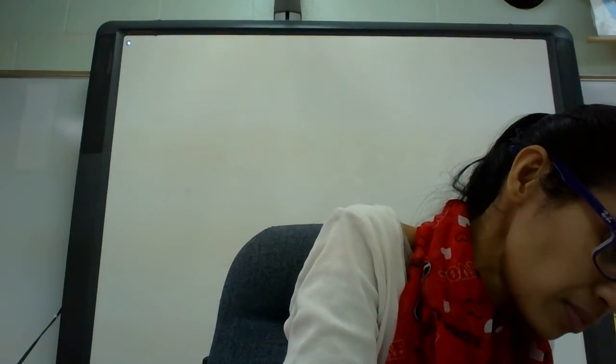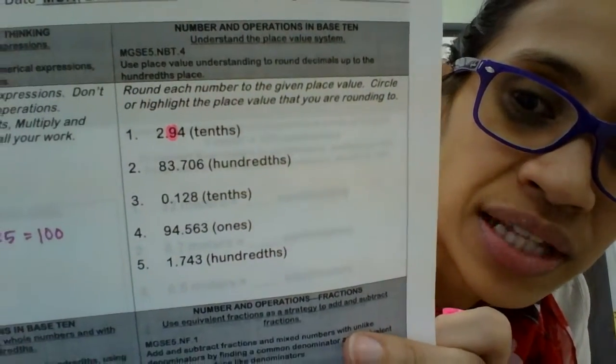So what I want you to do is find the digit in the tenths place. Do you know which one? Is it the 2, the 9, or the 4? Tenths place is the digit right after the decimal, so that's the 9. So look, highlight it just like that. You see that?